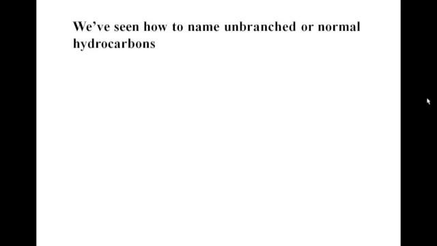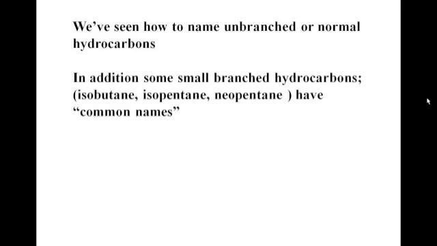You've seen how we name unbranched or normal hydrocarbons. We figure out how many carbon atoms there are in the chain, and we describe that according to the number, and then we add "ane" at the end. You've seen the nomenclature for some small branched hydrocarbons, isobutane, isopentane, and neopentane. And these are actually what we call common names.